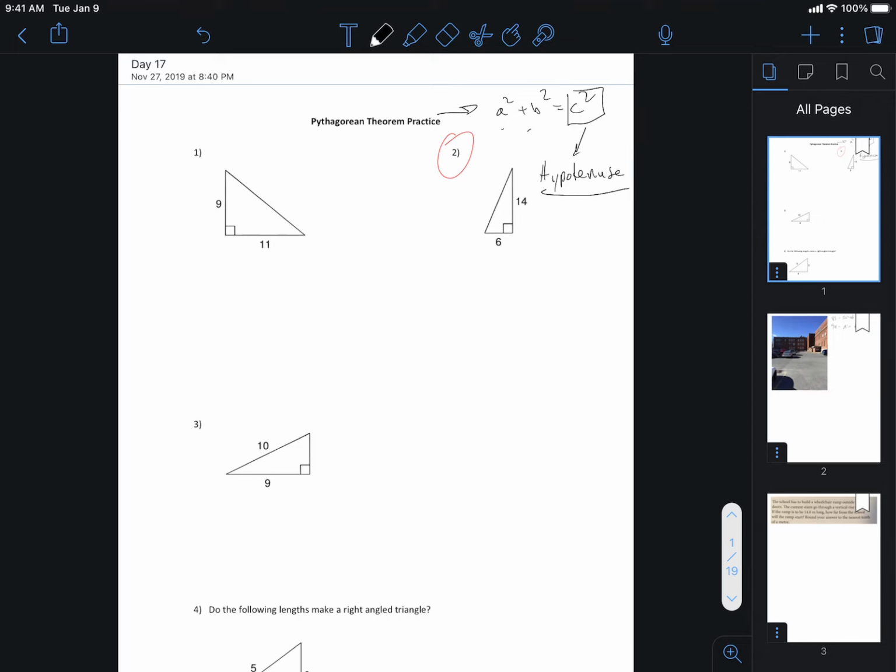Okay. The hypotenuse, if that's a new word for you, is always the longest side in a triangle. Sorry, a right angle triangle. I'll be more specific. It's a right angle triangle because we have this little 90-degree angle down here.